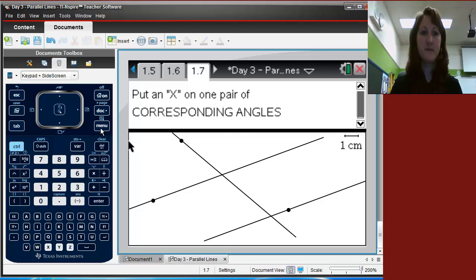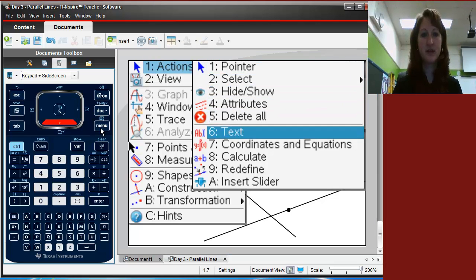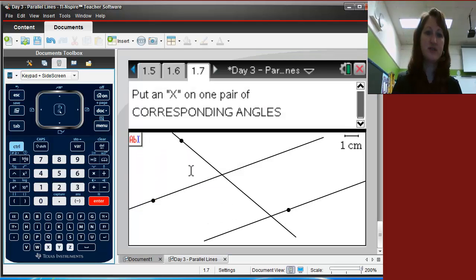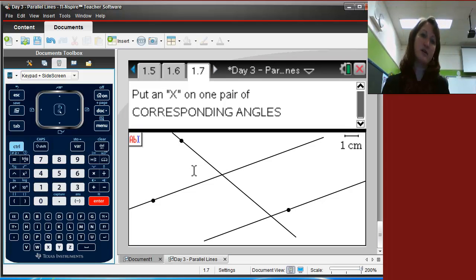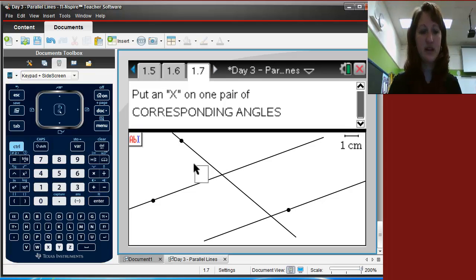So if I go to Menu, get my text tool, if I start up here with this angle on the top left, and I put an X in that box. Down here on the bottom four angles, if I find the angle that's on the top left, that is the one that corresponds to the one on the top. They're in the same place.